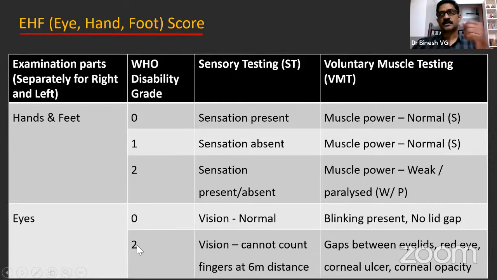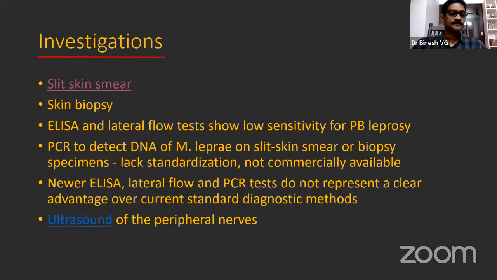Okay. If there is a disability, it is grade 2. So we have to calculate this. You can see that there are 6 areas: 2 eyes, 2 hands, 2 feet. The maximum score for each is 2. So the maximum total score can be 12. So it ranges between 0 and 12. This we have to record frequently.